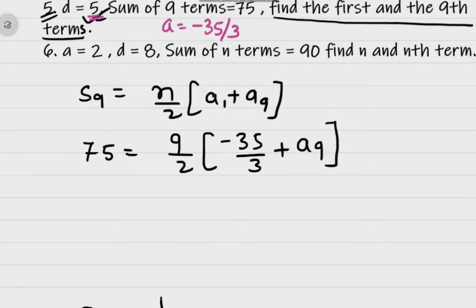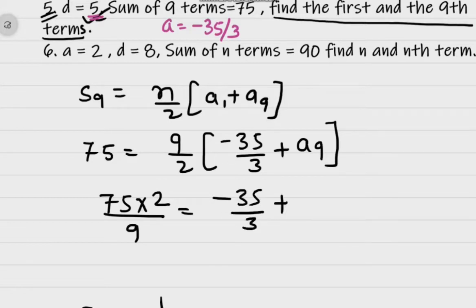Now see, this will become 75 into 2 divided by 9. This will be equal to minus 35 by 3 plus ninth term a9. This is a9, children, do not get confused. This is a.